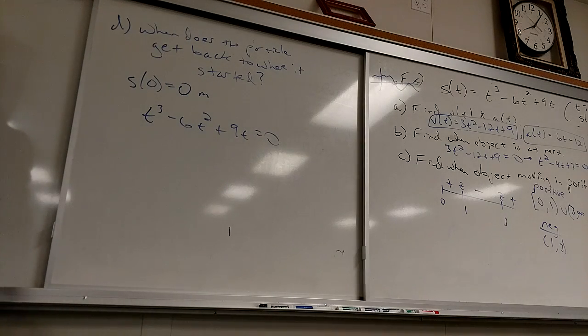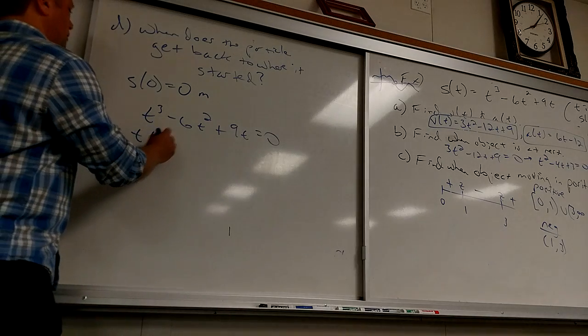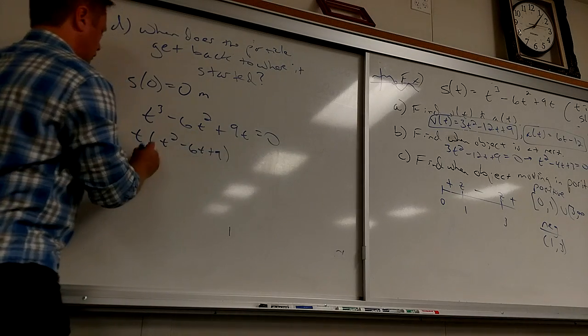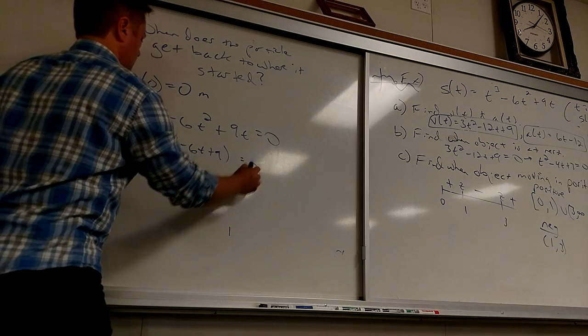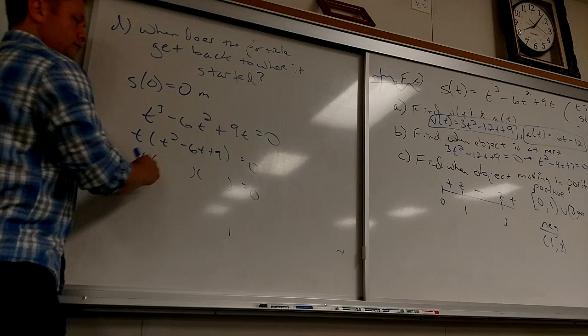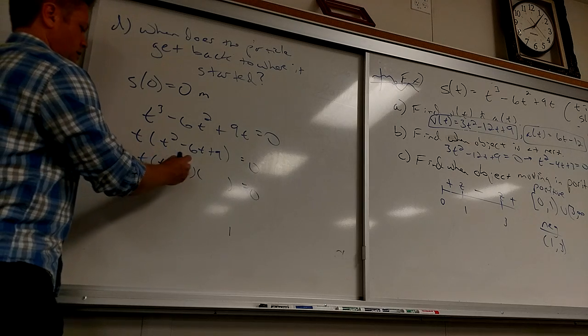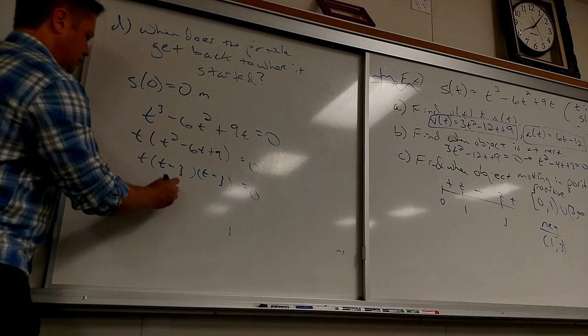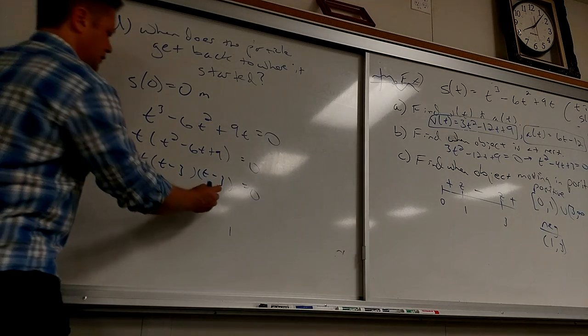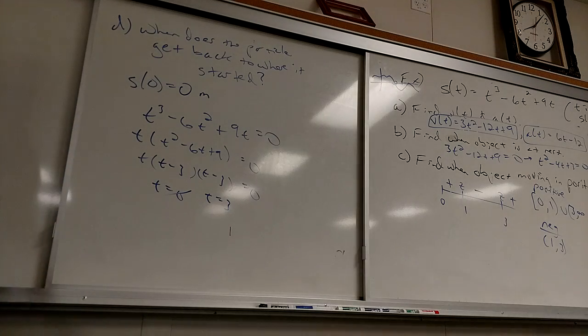This one's nice. This one's exceptionally nice. Take a t out, right? And then how do you factor this piece? Yeah, t minus 3, t minus 3. So you get t equals 0, which I don't care about, we already knew that. And we get t equals 3. So at 3 seconds it gets back.